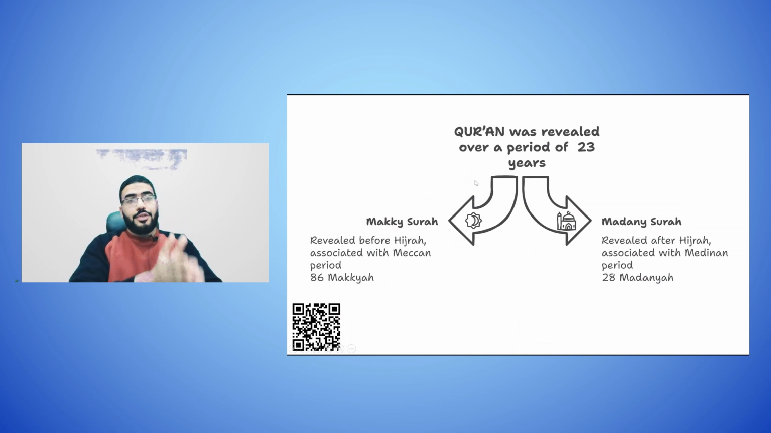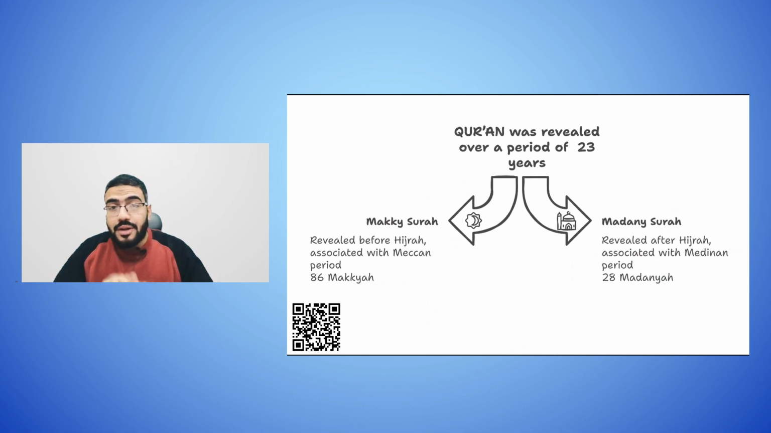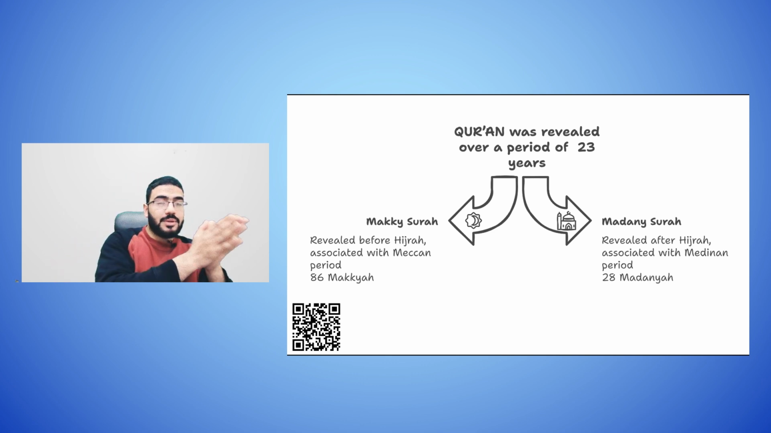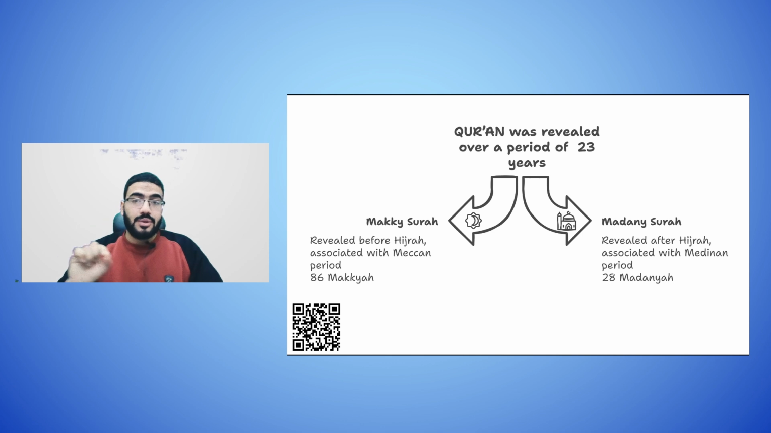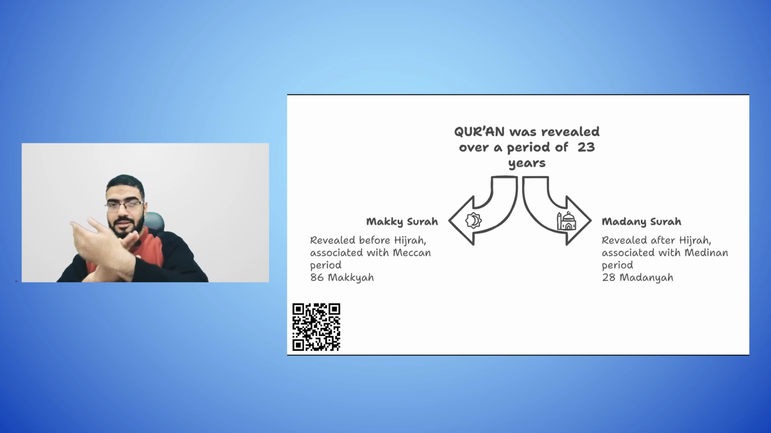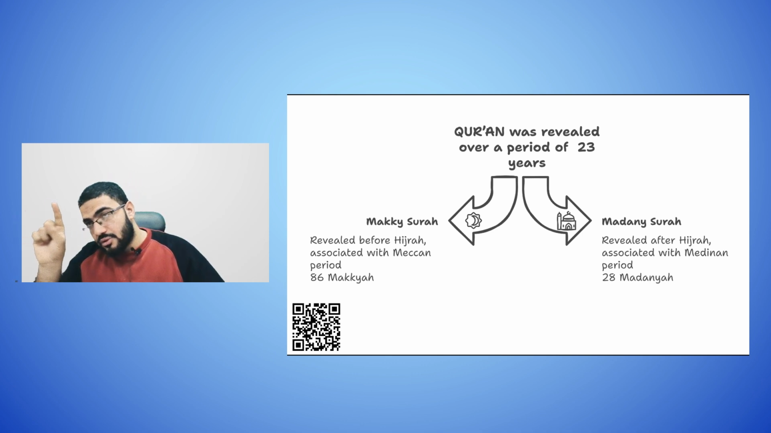Now another thing we know about the Quran, the Quran was revealed over a period of 23 years. How old was the Prophet ﷺ when he became a prophet? He started his prophethood at 40 years old, and died at 63. That means the Quran was revealed over 23 years. We have Makki Surah and Madani Surah. Maybe you see it in the last page of the Quran. You find the Surah name and then Makki, Surah name and then Madani.